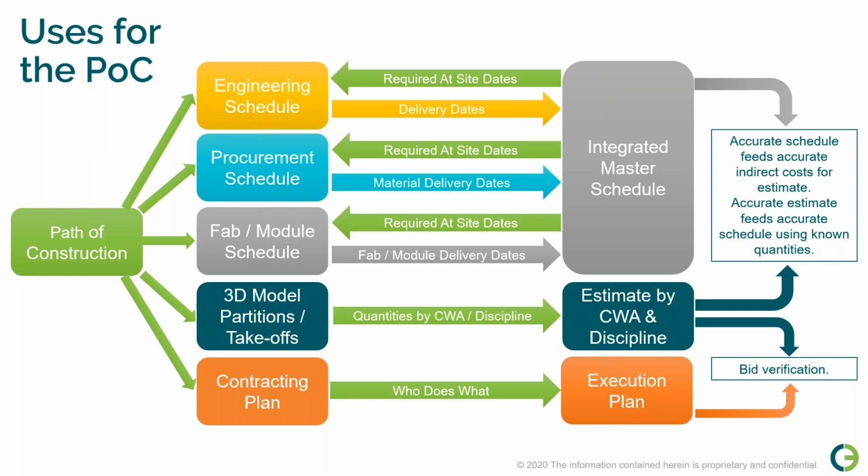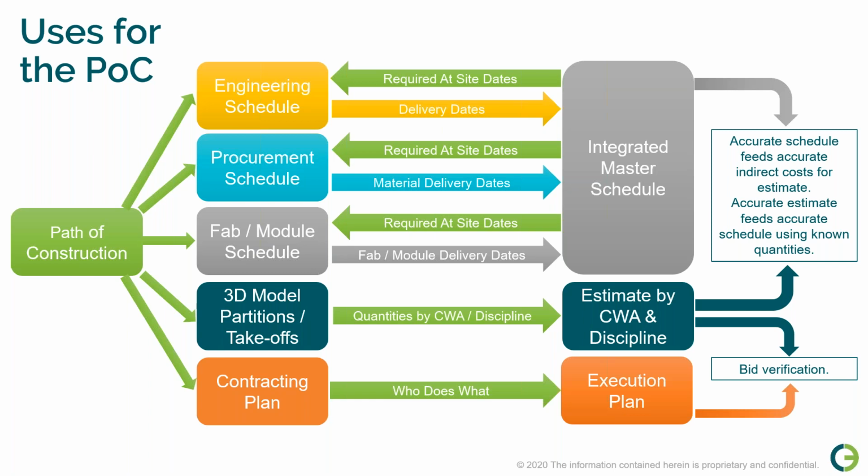It's also going to influence your 3D model partitions and your takeoffs, which are going to derive the quantities by construction work area and discipline used to support the estimate. The path of construction will impact your contracting plan, helping you to determine who does what and how to separate the work out between contractors.